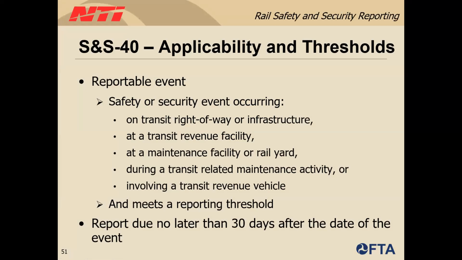Applicability is the same as it is for the SNS 50s, but let's look at it in a little bit more detail. A reportable event is a safety or security event occurring on the transit right-of-way or infrastructure, at a transit revenue facility, at a transit maintenance facility or rail yard, or during a transit-related maintenance activity, or involving a transit revenue vehicle that meets a reporting threshold. SNS 40 reports are due no later than 30 days of the date of the event. Please make every effort to report in a timely manner.